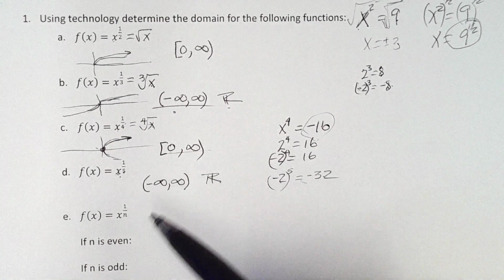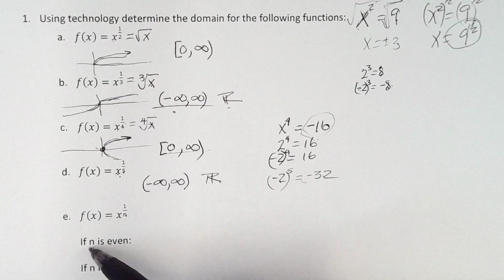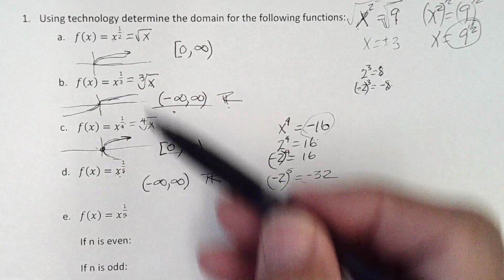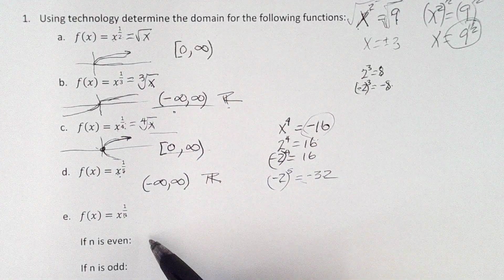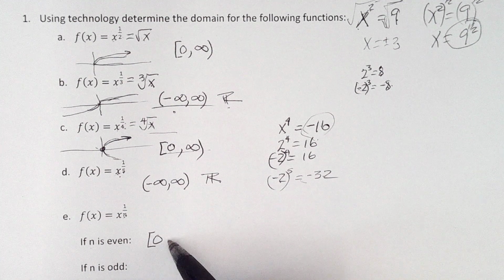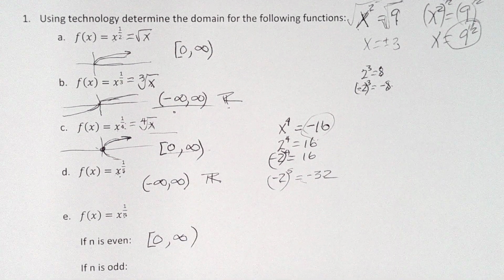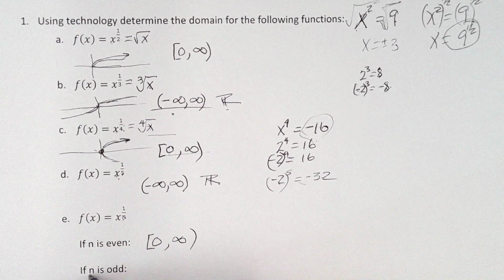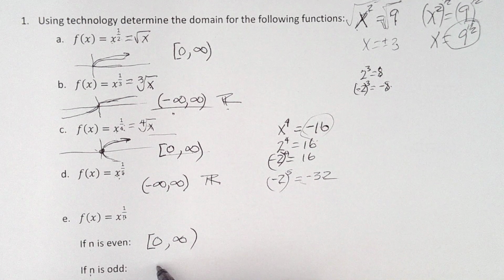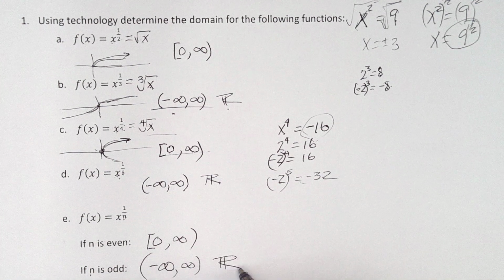So, in summary, if we're taking the nth root, 1 over n, if n is even, the domain is 0 to infinity. Can't get negative numbers taking it to an even power. But if it's odd, it can be all real numbers. You can get positive and negative, so you could write it this way or that way.